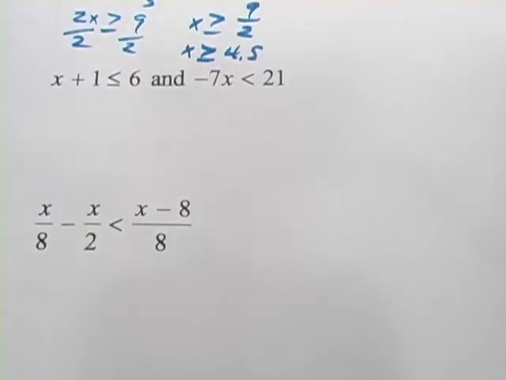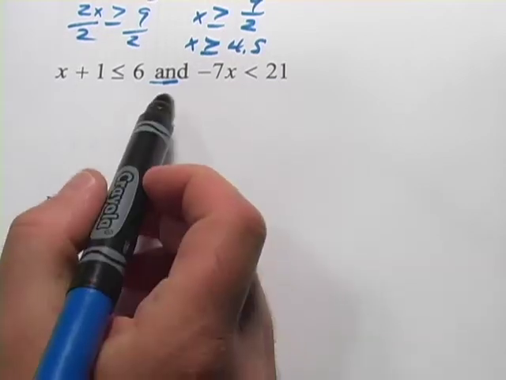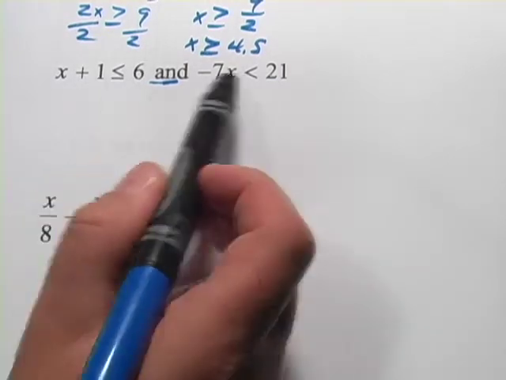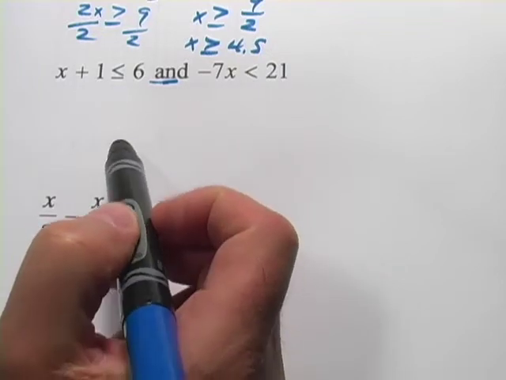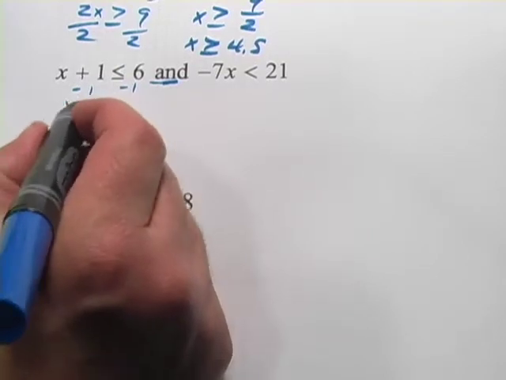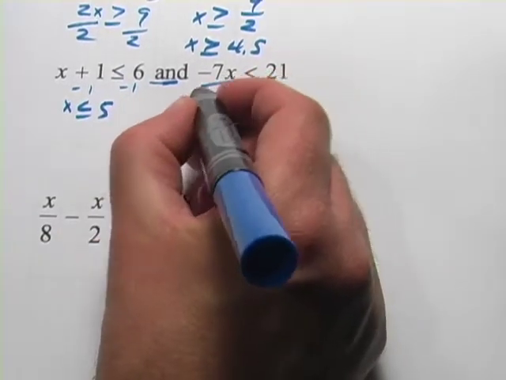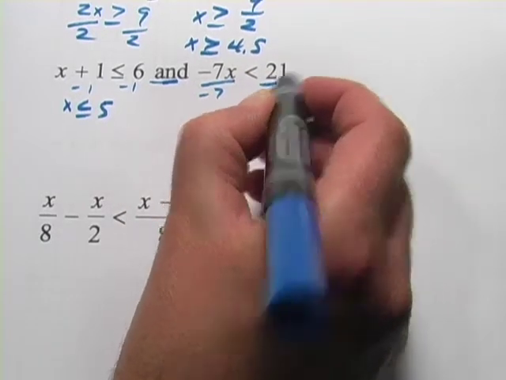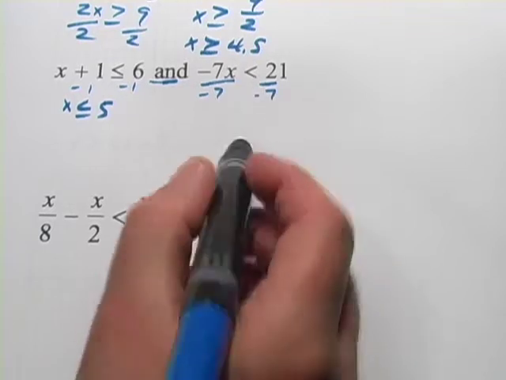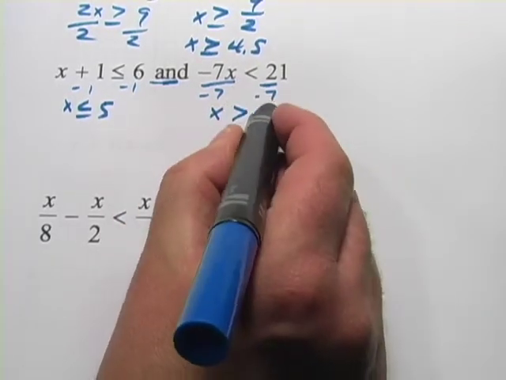Let's look at the next one. This one's a little bit different. It's an AND problem. And so when we give the answer, we only want to give the answer that satisfies both of these, where both of these are true. So let's solve them. They're pretty easy to solve. The first one, you just have to subtract 1, and you get x is less than or equal to 5. The second one, we have to divide by a negative 7, and I hope you remember when you divide or multiply an inequality by a negative number, you have to flip that sign. So it becomes x is greater than, rather than less than, negative 3.